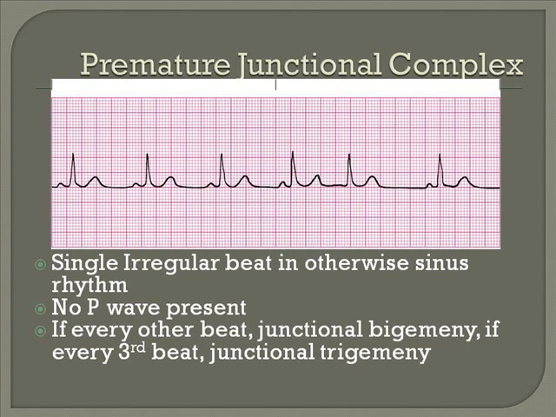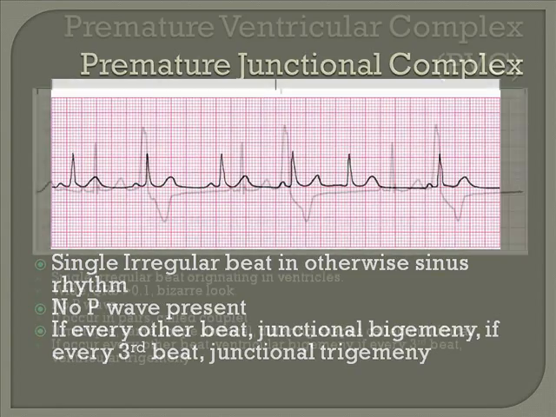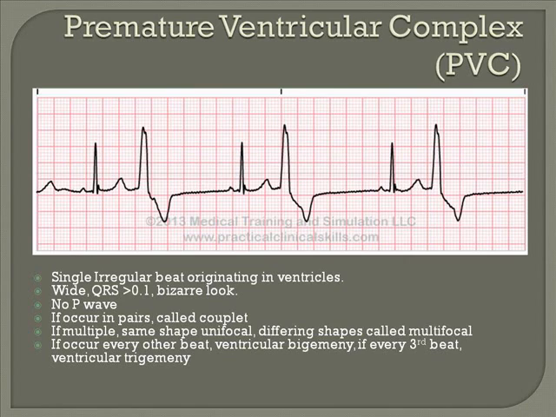So when we look at this one, it would be a normal sinus rhythm, as it's 60 beats a minute, but it has a PJC. So we would call this a normal sinus rhythm with a PJC. Now, as I said, the PAC and the PJC need to have narrow complexes.